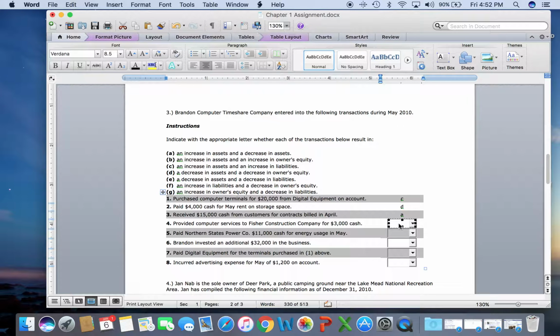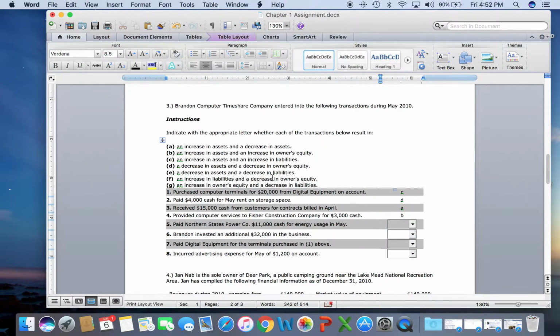Next one. Here it says, provide computer services to Fisher Construction Company for $3,000 cash. It means you did a job, and you got paid. So we know it's going to increase your assets and also increase owner's equity because revenue increases equity. So that'll be B. Next one.